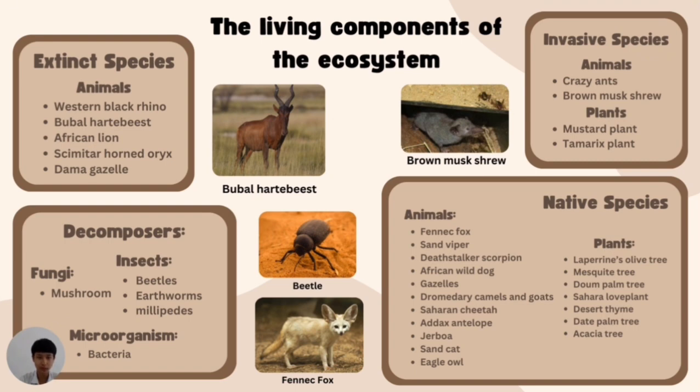The living components of the ecosystem. Our ecosystem has native, invasive, and extinct species, as well as decomposers. For the extinct species animals, we have the western black rhino, the hartebeest, African lion, scimitar-horned oryx, and dama gazelle. For the decomposers: insects, beetles, earthworms, and millipedes.